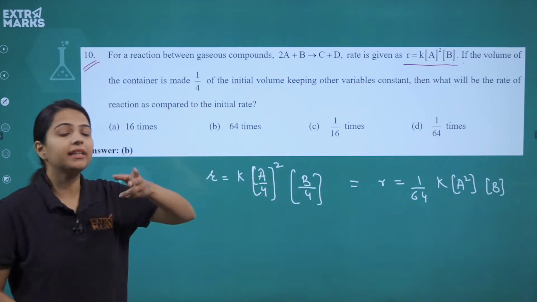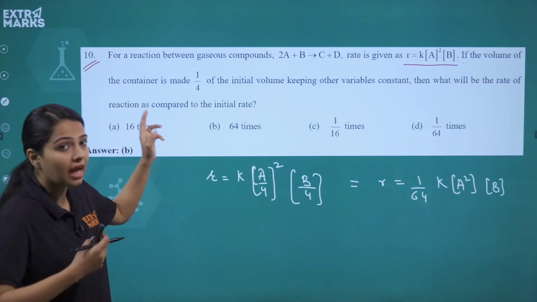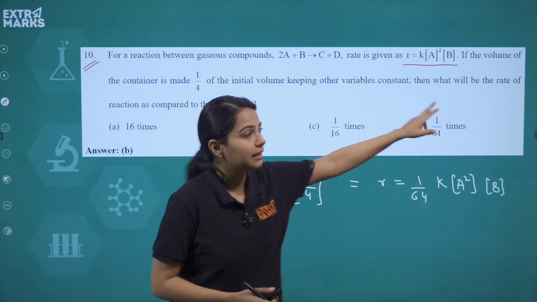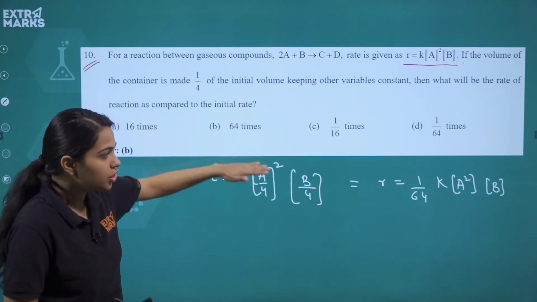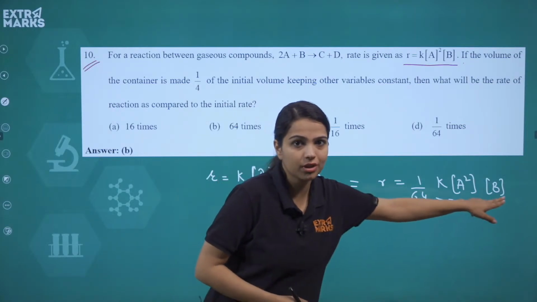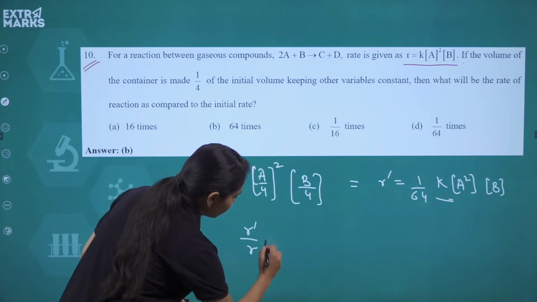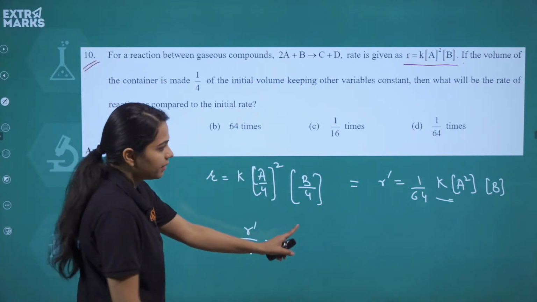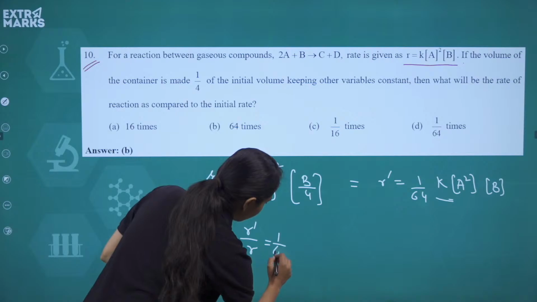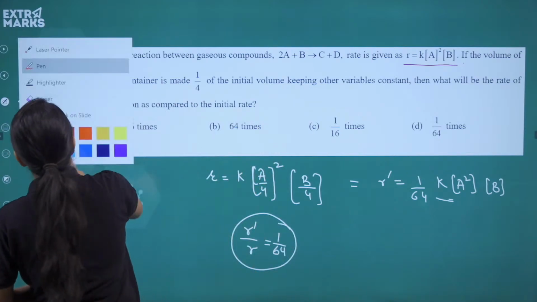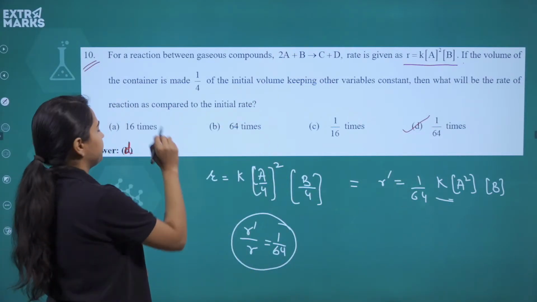Now when we are going to take basically the ratio of these two, what is asked to us in the question? What will be the rate of reaction compared to the initial rate? So initial rate was this. This was your initial rate. This is R prime. Okay. Now R prime upon R. This is going to give you what value? R prime is this much and R is this much complete. So R prime upon R will be equal to 1 upon 64 and you are going to get your answer as option number D. So your answer over here will be option D.